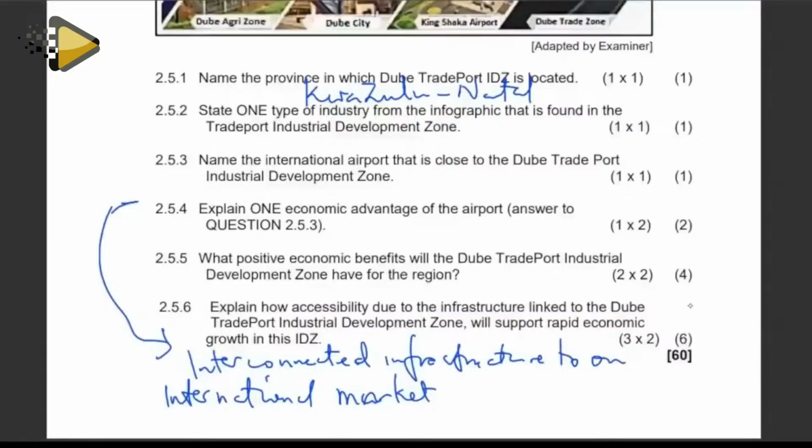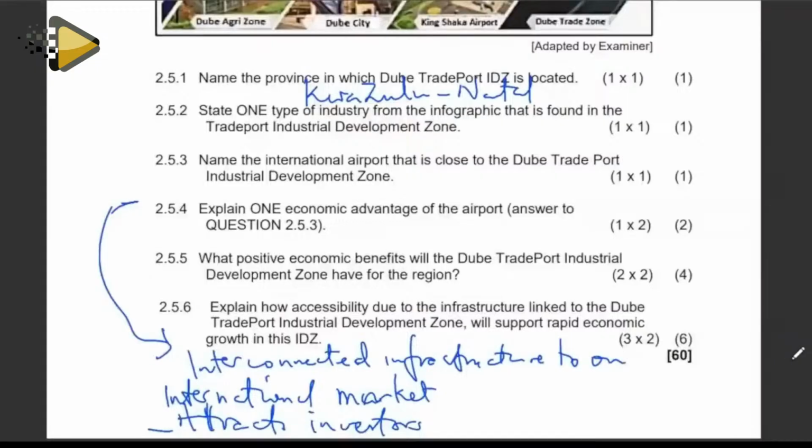And also, we can say it attracts investors because of its accessibility, because of the airport. Investors can easily access the industrial development zone and can show their interest in investment. And they can also enhance investment in industries in the industrial development zone.